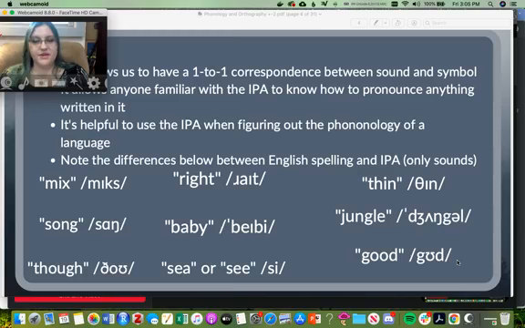So if you look at these, you can see that there is a one-to-one correspondence between sound and symbol for the IPA, which is not something that you always get in the writing system of a language, especially not with a language with a writing system like English, where there are a lot of inconsistencies and a lot of 2-to-1 or 1-to-2 correspondences, as we've seen with things like TH representing a single sound, or X representing two sounds, something like that.